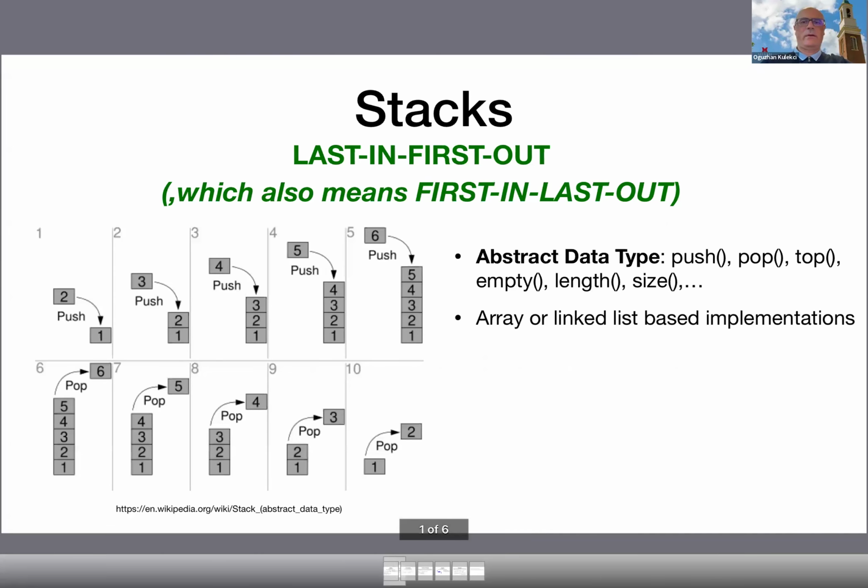Hello everyone. In this video, we will try to review the stack and queue data structures. Let me open a couple of slides and then let's start with it.